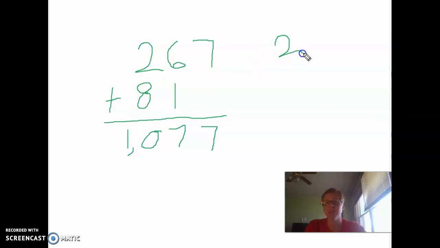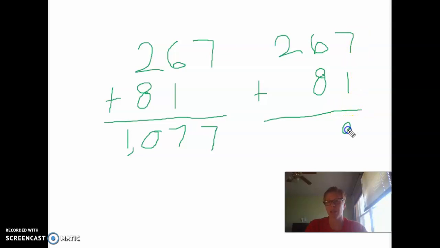Let me rewrite this so we can do it the correct way. 267 plus 81. Oh, that looks so much better. So now I can add correctly. 7 plus 1 is 8. 8 plus 6 is 14. Carry that over. And 2 plus 1 is 3. Do you see how these answers vary? The correct answer is 348. Earlier I got 1077. That's a huge difference.